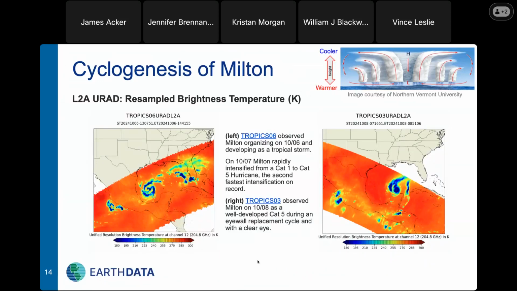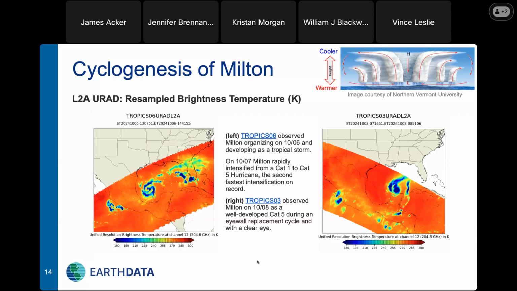Starting with the level 2A brightness temperature in degrees Kelvin, we can look at the cyclogenesis of Milton. The image on the left is observed on the 6th of October when Milton was observed in the Gulf and still developing into a tropical storm. On the right, the image is from 2 days later, October 8th. We can see the difference in the two plots where Milton rapidly intensifies to a category 5. On the right, you see a very clear eye wall replacement cycle happening and a clear eye forming.